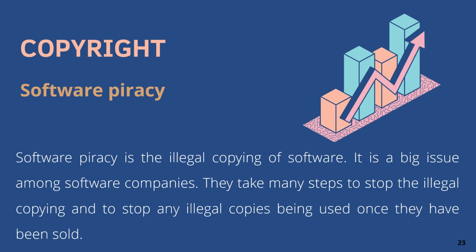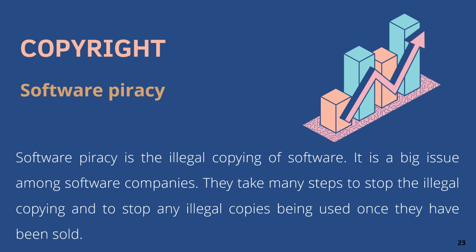Under copyright, we're also going to be looking at software piracy. We've talked about software copyright, people who just copy other people's content without permission, and now we're looking at piracy. Software piracy is the illegal copying of software. It's a big issue because we have the copyright law. People will copy things and then sell them, and piracy is the illegal copying of the software. It's a big issue among software companies.